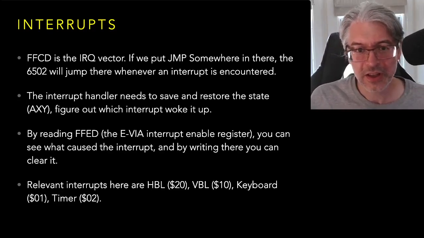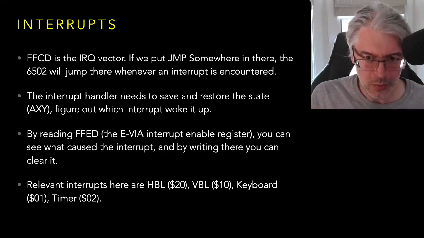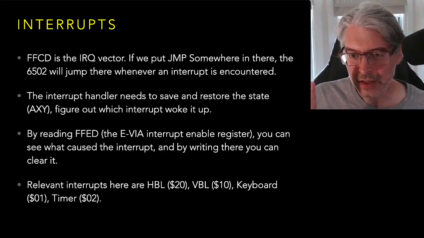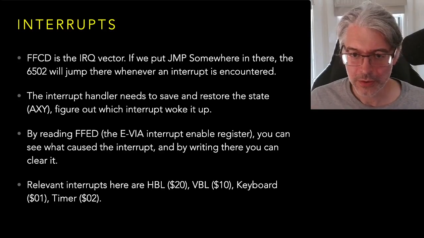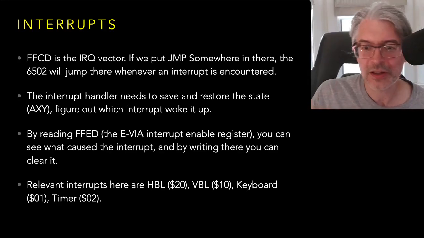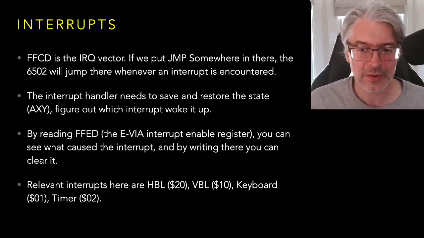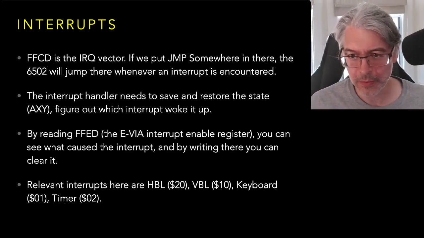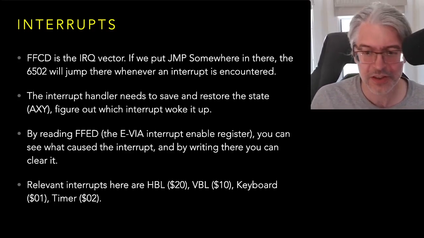So the first thing you need to do is save the state, and then figure out what interrupt was called. Was it a keyboard? Was it a vertical blank? Whatever. And so you can read FFED to find out what happened on the VIA, and if you write there, that'll clear the interrupt flag. The relevant interrupts we have are horizontal blanking, which is 20, vertical blanking, which is 10, keyboard, which is 1, and timer, which is 2. And most of the numbers that I say are in hexadecimal, so that's 20 hexadecimal.